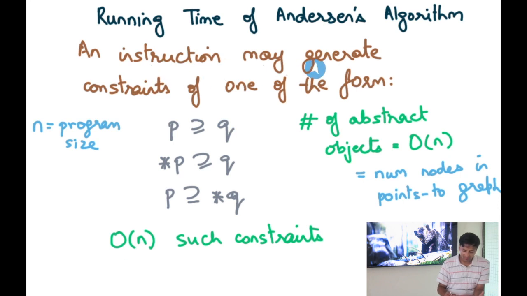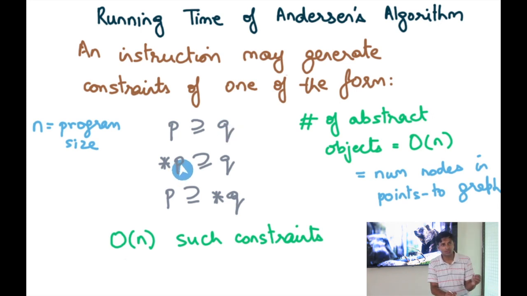Further, an instruction may generate constraints of the following form. If it's a copy instruction, p equals q, then whatever q may point to, p may point to. In other words, the points to set of p is a superset of the points to set of q. I'm using a shorthand notation, representing the points to set of p using p and the points to set of q using q, and saying p is a superset of q.